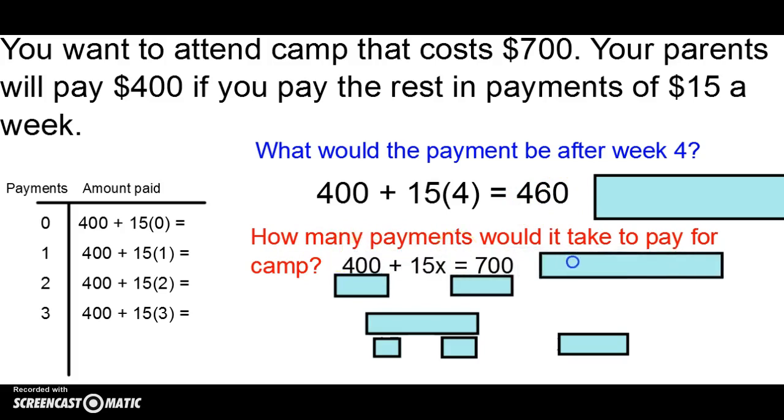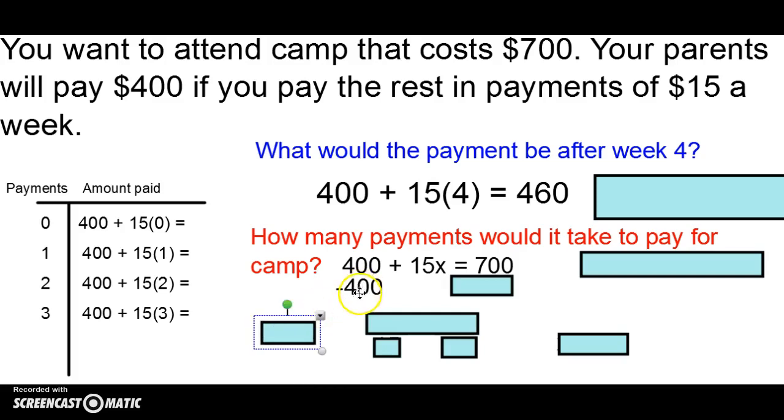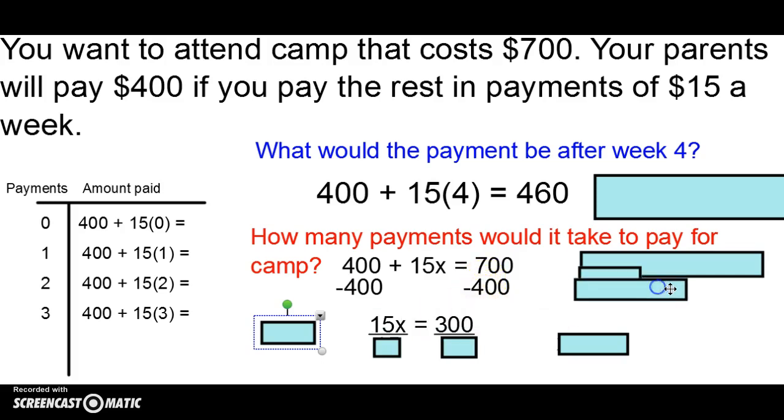So then the question, how many payments would it take to pay for camp? The equation looks like this, where you don't know how many weeks, so you put the variable in there. And then now we're just solving a two-step equation. We subtract 400 from each side. Then you have to subtract 400 from this side. So you get 15x equals 300.